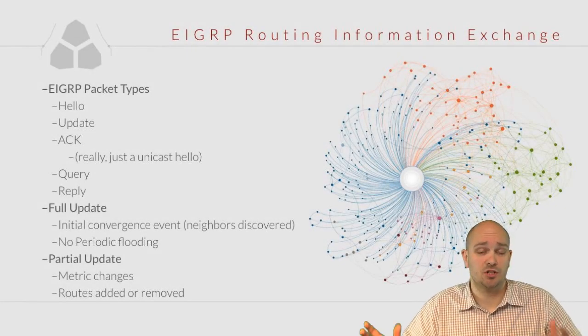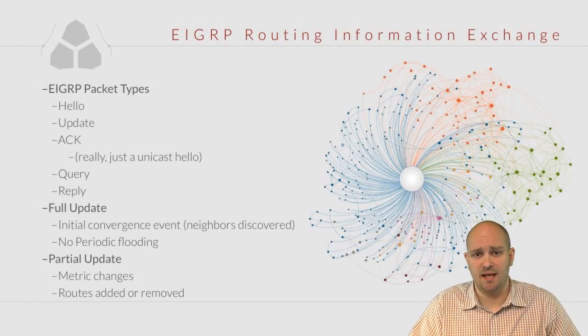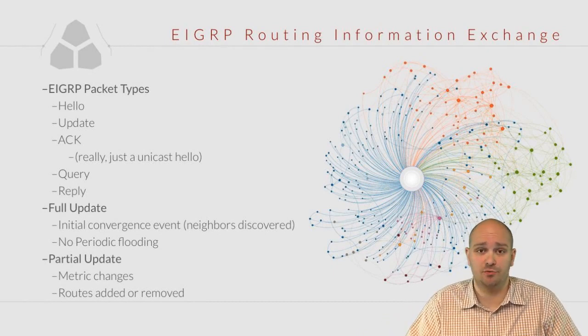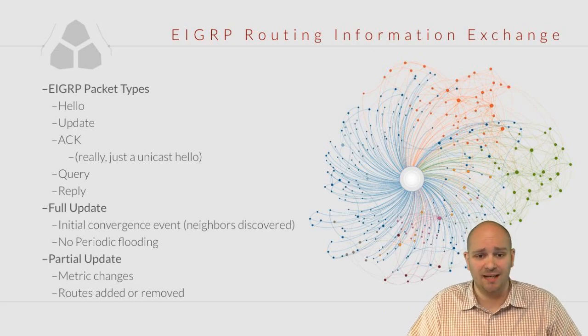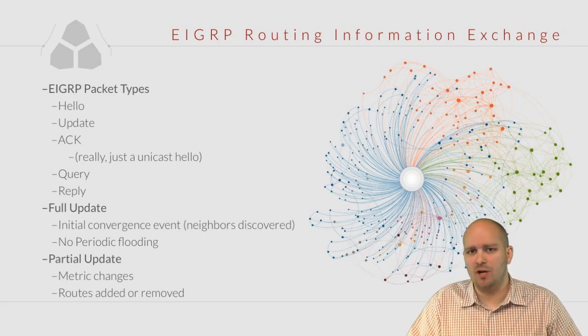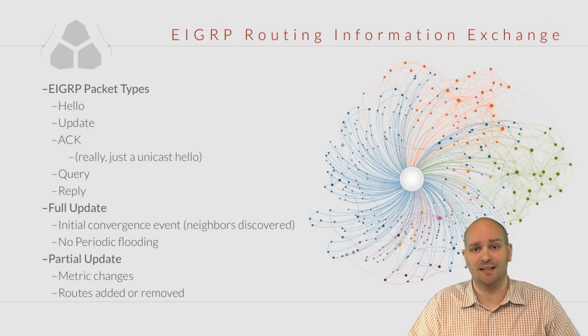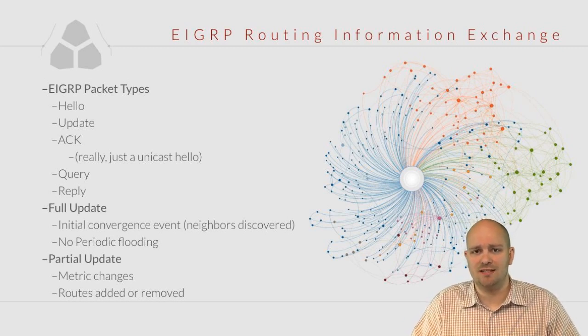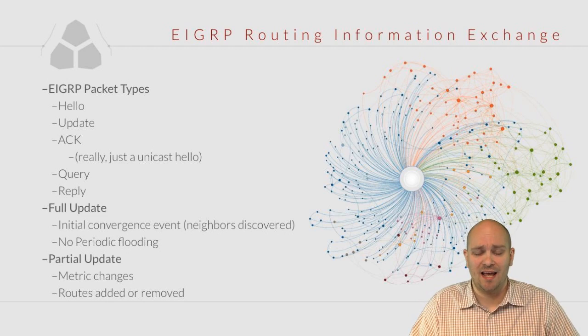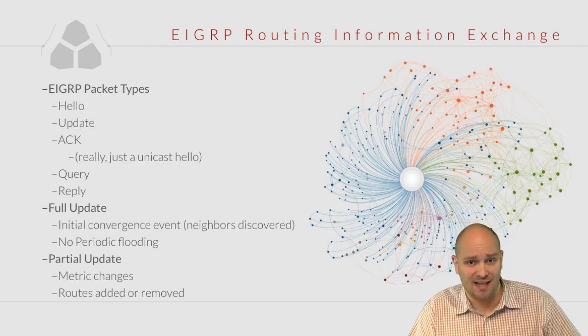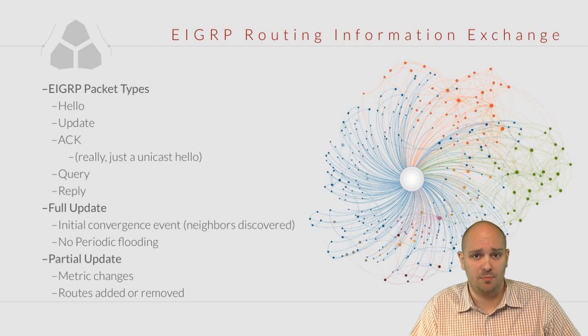EIGRP routing information exchange is a process that begins as soon as neighbors have discovered each other and they have some routes that they need to communicate to each other. This process is accomplished using separate types of EIGRP packets called update and acknowledgement packets. Now, I should really point out that treating the acknowledgement packet as a separate packet type is really just a minor logical concept, because the acknowledgement packets are really just unicast hello messages that are sent by the recipient of the information to the sender of the information.